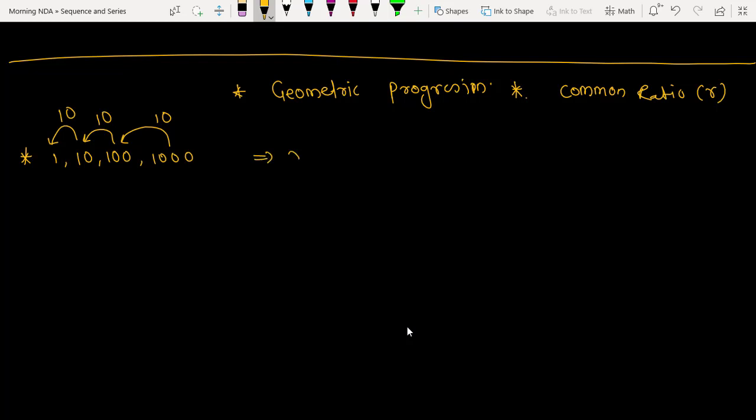R is nothing but Tn plus 1 upon Tn, the next term upon the previous term: the fourth term upon third term, third term upon second term, second term upon first term. If you do the calculations in the other direction, everything will go in the wrong way. So don't calculate in this fashion. The ratio should be the next term divided by the previous term.